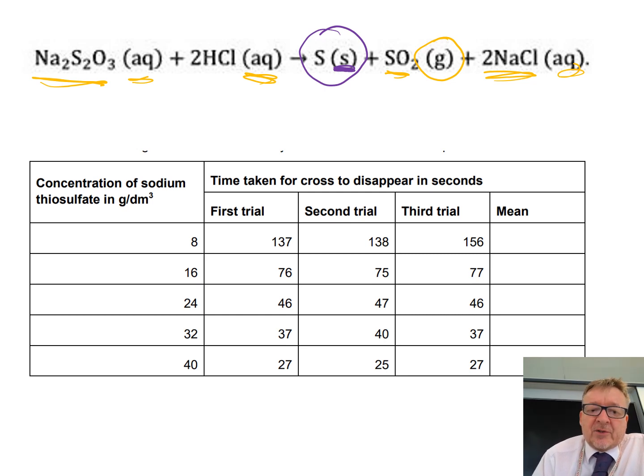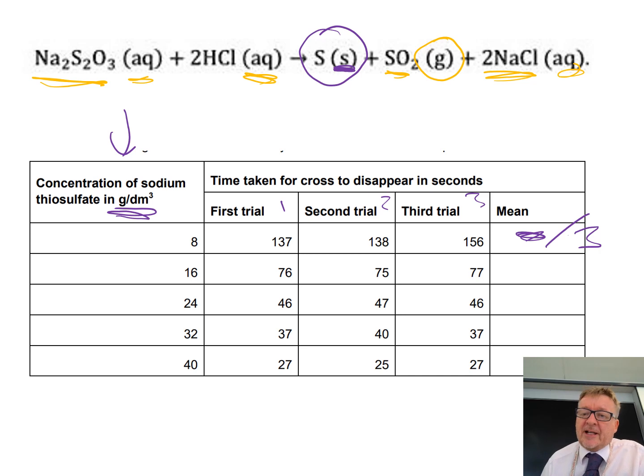Now, these are then your results. Now, this column here, what you've got to do is watch out exactly what they're talking about. In this one, I've got grams per decimeter cubed. You then do three trials. You do one, two, three. The maths of this is you do a mean. Okay, so the mean is add them up and divide by three, and that'll give you it. Each one of those, you do exactly the same, and then you do a calculation and you make the mean.